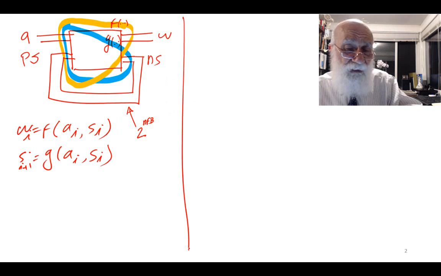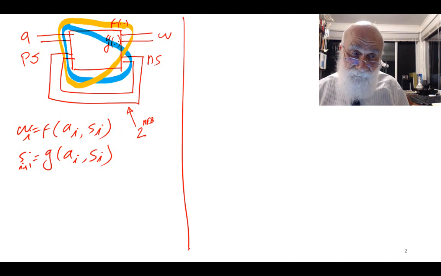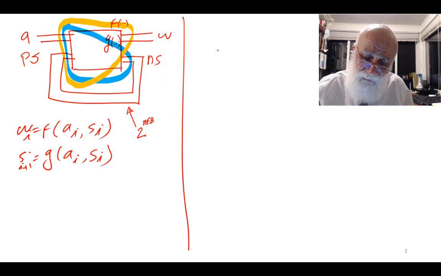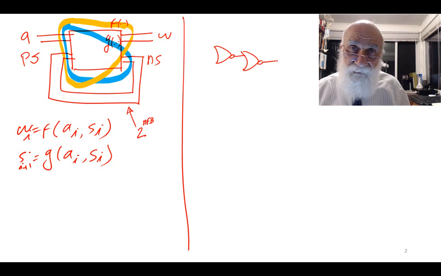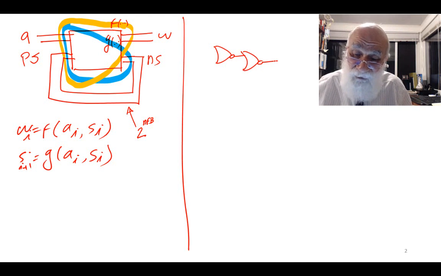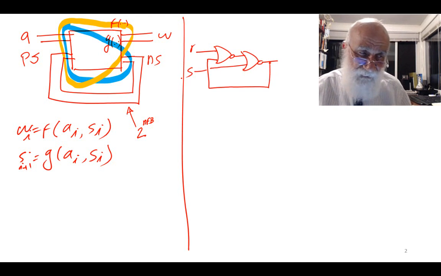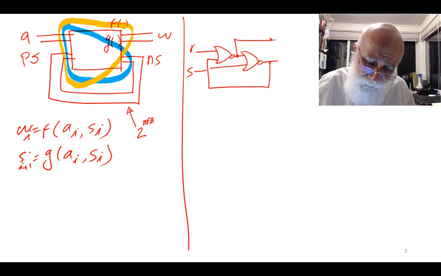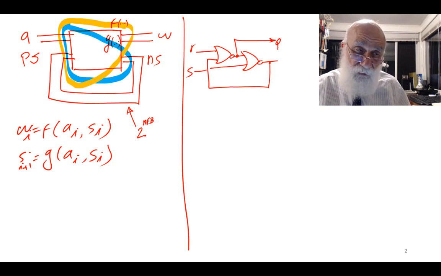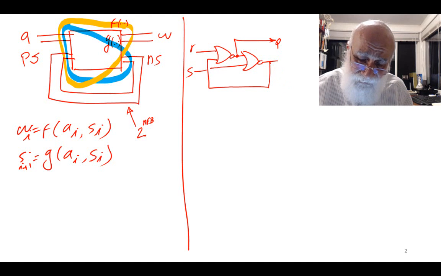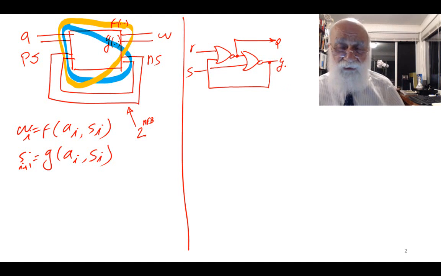All of this is good, and now what I have to do is to actually build a circuit. Now that I have shown you that I can build memory by feedback, I'm going to make one feedback line here, and I'm going to build this circuit. This is going to be my output, which for now I'm calling Q, and this one is my feedback line, which I'm calling Y.